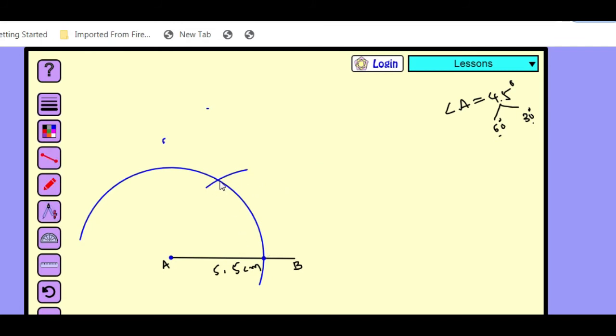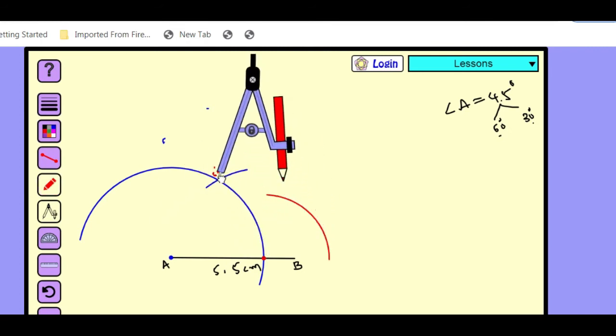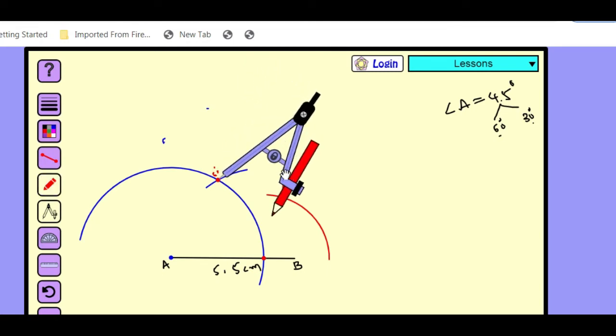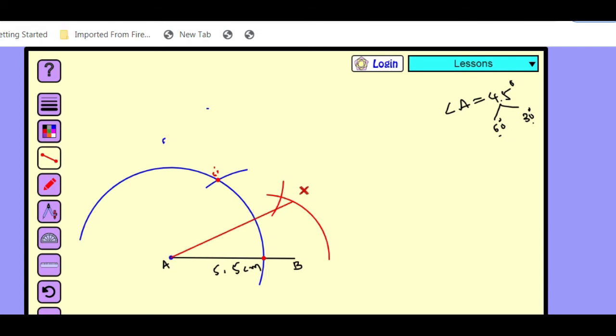Now we know that this angle is 60. So to get the 30 degrees we need to bisect this 60. So for that you should take the compass radius more than half of the arc length of 60 degrees and with this center draw an arc. Again with the point of 60 degrees, draw an arc which cuts the previous arc. So this point now indicates the 30 degrees.